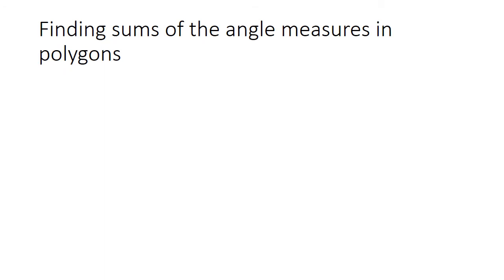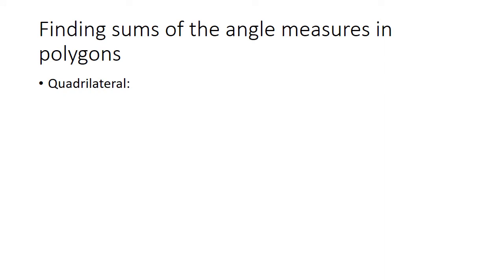So if we're wanting to find the sums of the angles in a polygon, we've already learned that in a triangle there are 180 degrees. Well, not all polygons have that same rule. They don't all add up to 180. They actually add up to more than that. The more sides and more angles you have, the more the total sum of your angles is going to be.